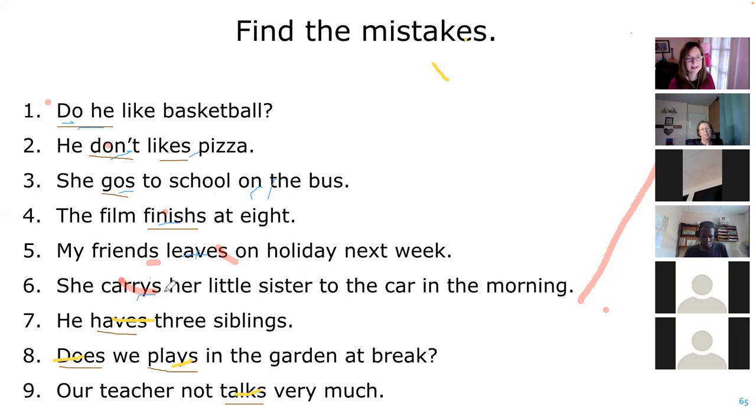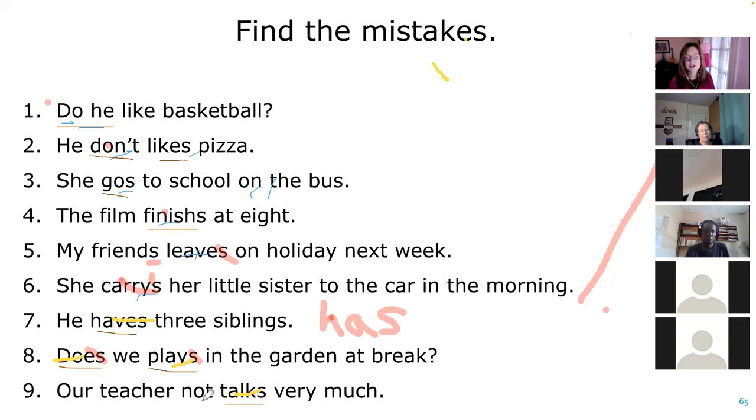Number 6 is spelling. She carries, should be with an IES. Carries her little sister. Number 7, instead of halves, is just going to be has, HAS. That's one that we have to practice. It's irregular. It seems like it should be halves, but it's has. Here again, "does we plays in the garden?" It's going to be: do we play in the garden?